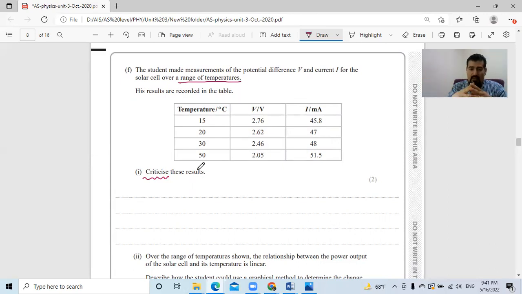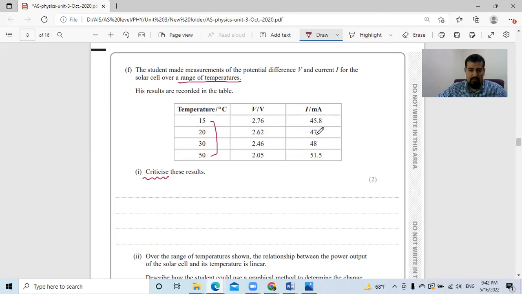Also, look here at the values. There is a small range of change in temperature, from 15 to what? To 50. Maybe you can do it until 70. And you can see that the values don't have the same consistency. Here they are 3 significant figures, 2 significant figures, etc. So inconsistent what? Current.